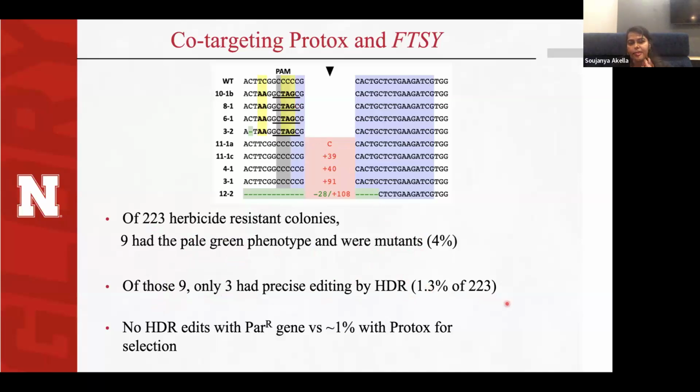So 1.3%. So when we used the paromomycin gene and we didn't target Protox, we didn't get any HDR edits. When I say paromomycin gene, I mean when we just put the gene cassette in there. But then when we also target Protox, we got about 1%. Remember, if you targeted Protox and your gene of interest, definitely the Protox also would have had that one specific base change, because otherwise the cell would have just died. So that means an HDR edit took place in Protox and your gene of interest.